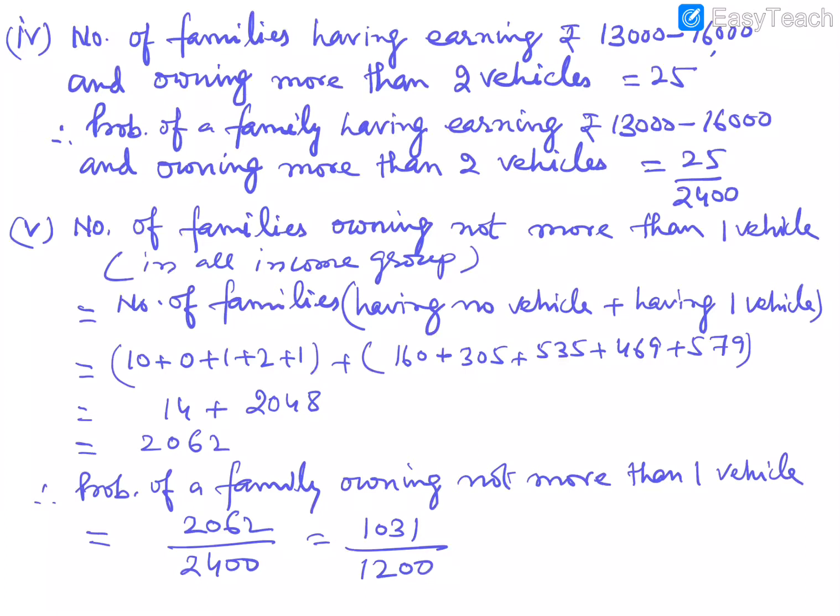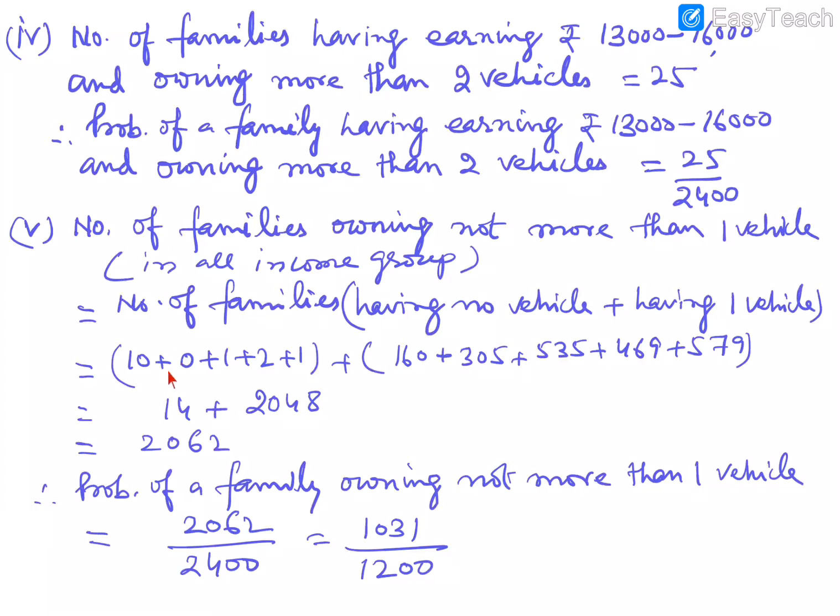But in the last part, there is no income group mentioned in the question. So, we have to consider all such families having not more than one vehicle. The number of families owning not more than one vehicle is equal to the number of families having no vehicle plus having one vehicle.